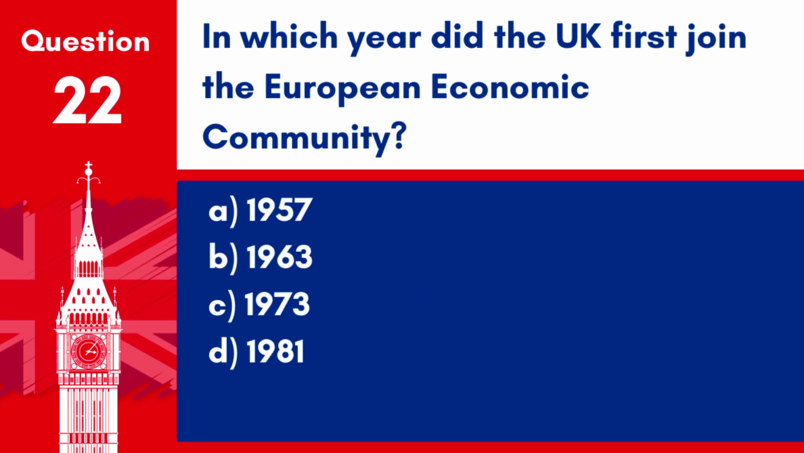Question 22. In which year did the UK first join the European Economic Community? A. 1957. B. 1963. C. 1973. D. 1981. Answer: C. 1973. The UK first joined the European Economic Community, which later became the European Union, in 1973.